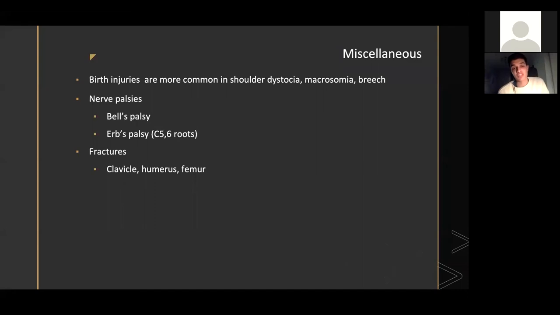Erb's palsy, so your C5-6 roots, gives you a waiter's tip presentation with the right arm, or left arm, sorry, either one. And then you can also have fractures. So these can be intended. You can get a clavicle fracture from a really difficult shoulder dystocia birth, or it can be incidental from the birth. Humerus, femur, and clavicle fractures are all possible during birth.